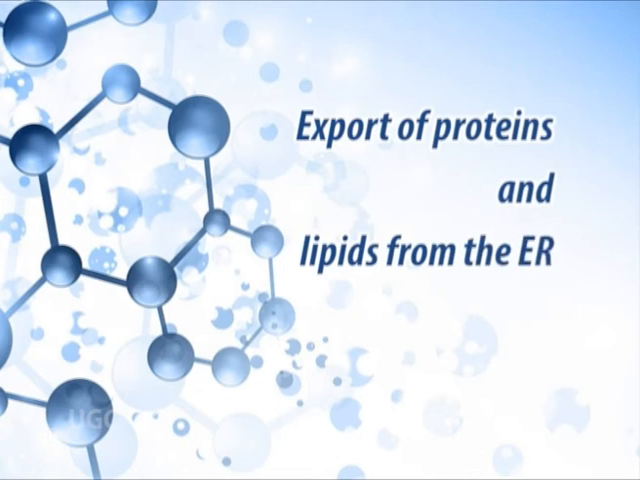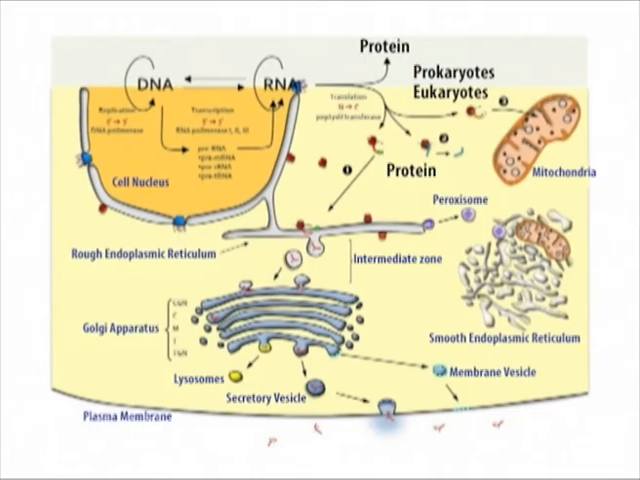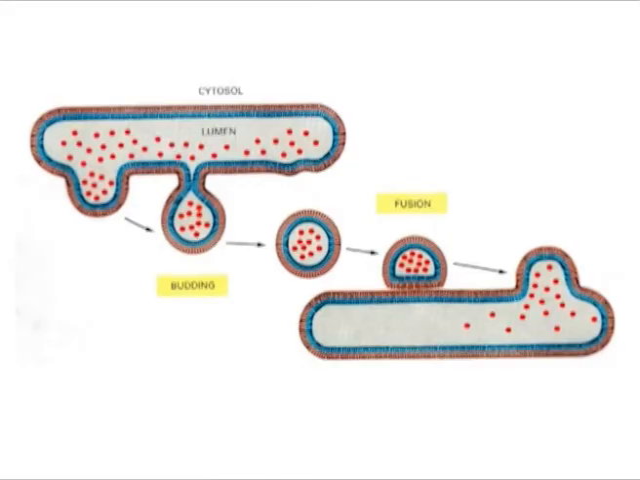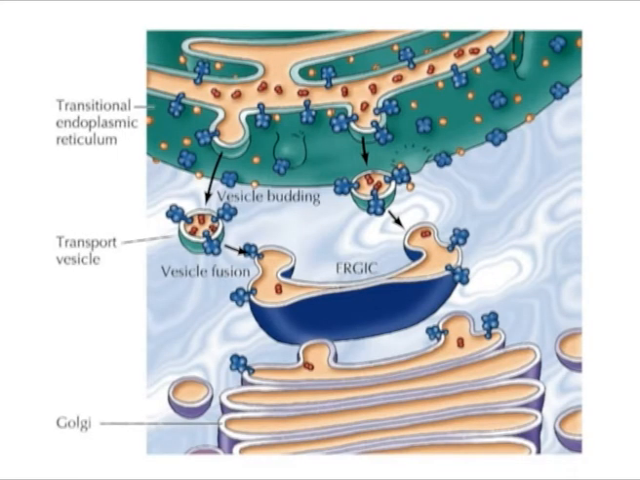Export of proteins and lipids from the ER. Both proteins and lipids travel along the secretory pathway in transport vesicles which bud from the membrane of one organelle and then fuse with the membrane of another. Thus, molecules are exported from the ER in vesicles that bud from the ER and carry their cargo first to the ER-Golgi intermediate compartment and then to the Golgi apparatus.